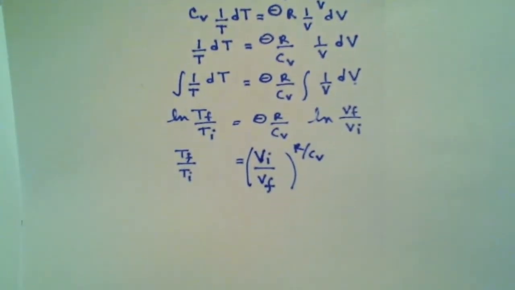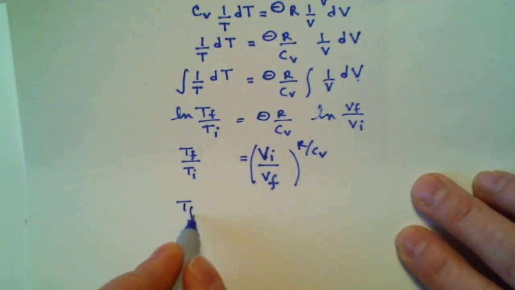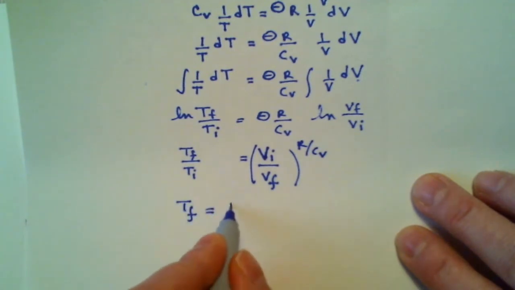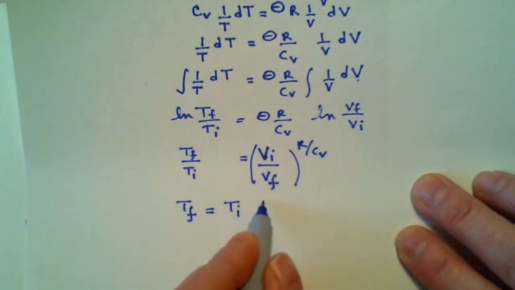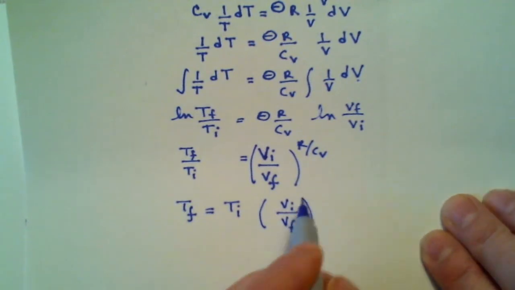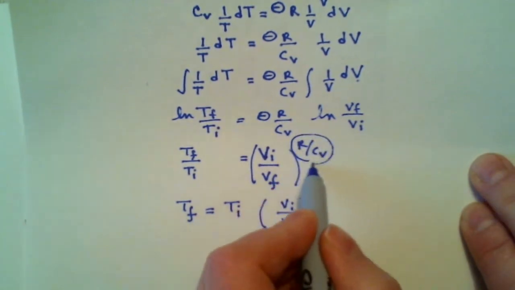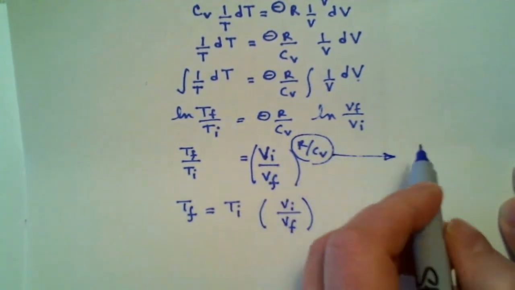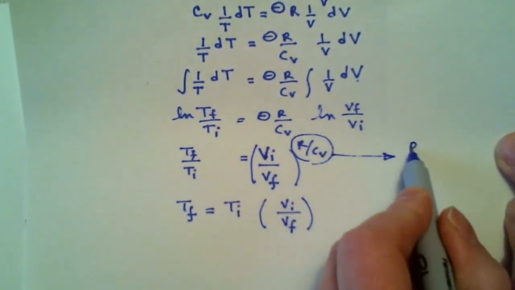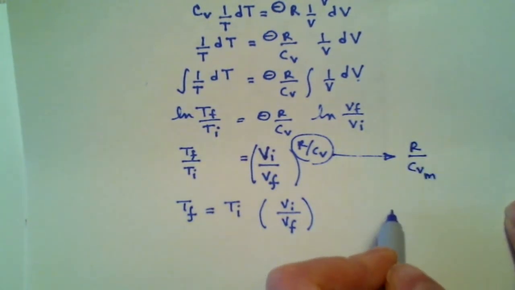Now for the purpose of plugging into this formula, as we say, T final is equal to a fraction of T initial, and that fraction is V initial over V final, and then I have R over CV. Now just a moment here, this R over CV is R over CV molar.